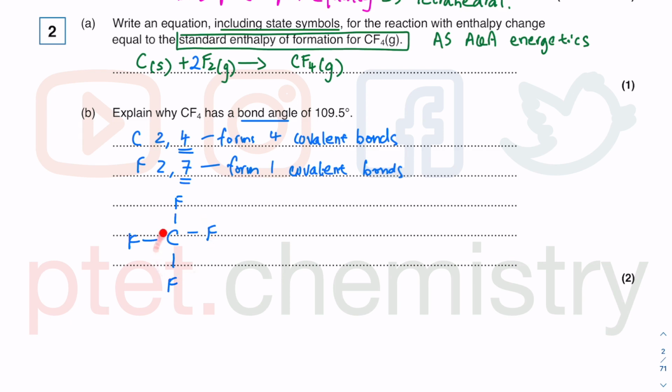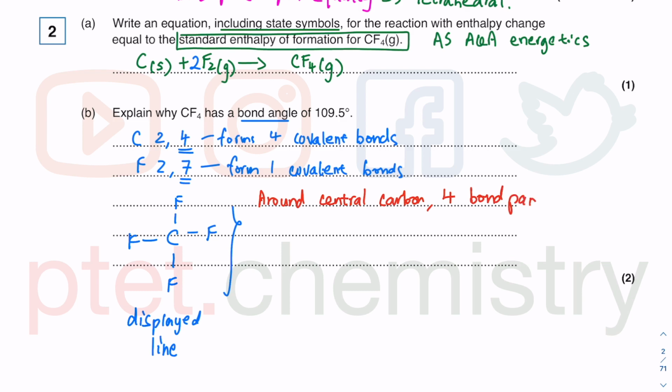I haven't drawn it three-dimensional yet, but what I can do is draw the displayed formula, where I draw the bond as a line, and each single line is a single covalent bond. So around the central carbon, there are 4 bond pairs because you count the sigma covalent bonds: 1, 2, 3, 4 sigma single covalent bonds, and then 0 lone pairs because carbon has 4 electrons in the outer shell. You share 1, 2, 3, and 4.